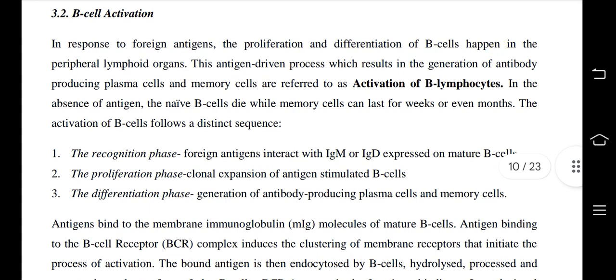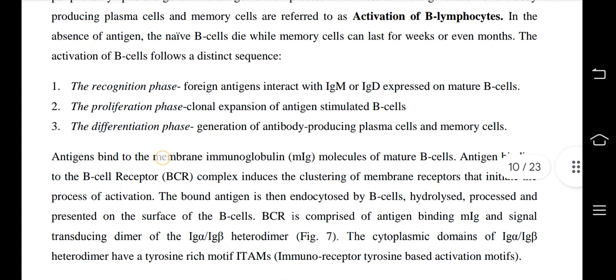Then, B cell activation. In response to foreign antigens, the proliferation and differentiation of B cells happen in the peripheral lymphoid organs. It's an antigen-driven process which results in the generation of antibody-producing plasma cells and memory cells, referred to as activation of B lymphocytes. In the absence of antigen, the new B cells die while memory cells can last for weeks or even months. The activation of B cells follows a distinct sequence.